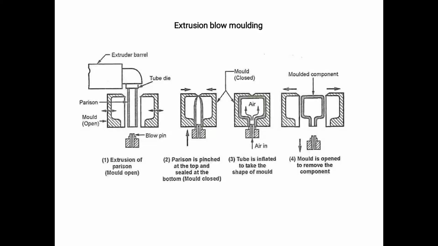You can see this image. The parison is clamped between the two-piece mold and its bottom end is sealed. Then air is injected into the parison to force the plastic against the wall of the water cooled mold. The air pressure is about 400 to 800 kilopascals. As the formed component cools, the mold is opened and the part is removed. This operation is similar to that used for forming bottles in the glass industry. Polythene, polypropylene, and cellulose acetate are some of the plastics that can be formed by blow molding.